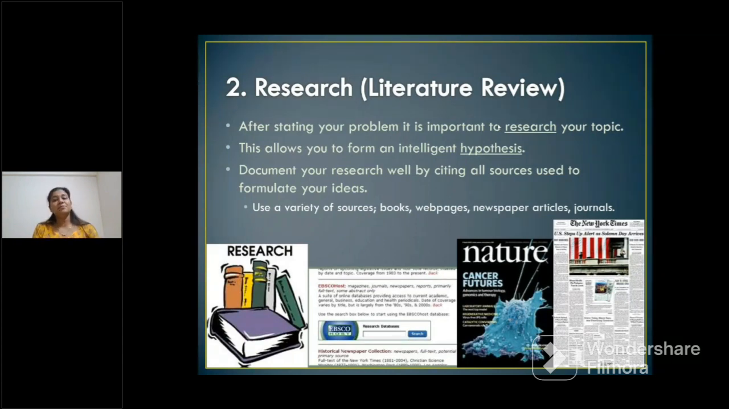After stating your problem, it is important to have an extensive study on the topic, which we call literature review. This allows us to frame an intelligent, a logical hypothesis. See, basically, we are going to come to hypothesis. Hypothesis is not something right and wrong. However, there should be a basic logic behind drafting a hypothesis. Without this logic, we cannot move further. It should contribute towards successful completion of your research. It shouldn't give you a block or a pause in an abrupt manner.